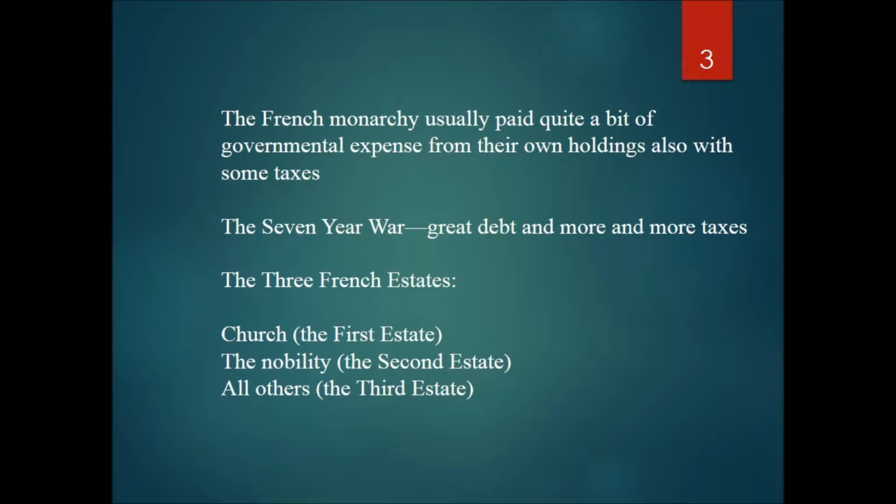When you look at population numbers, the Third Estate makes up about 97% of the entire French population, and the Second and First Estates make up the rest, which is about 3%.